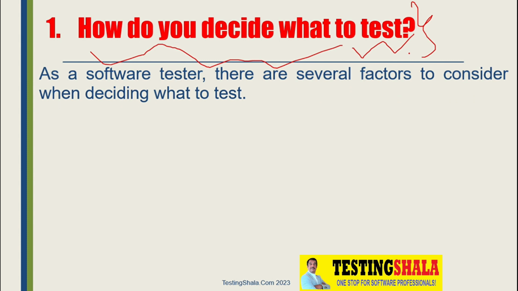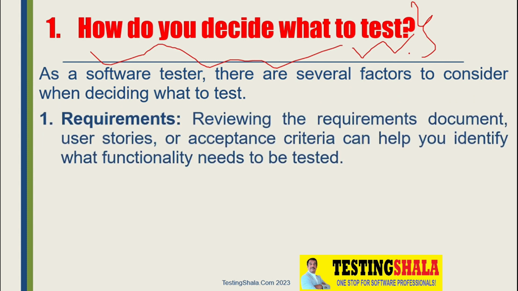The first thing we should do is decide by looking at the requirements. The requirements are the very key things which we need to look into, along with user stories and acceptance criteria. By looking at all these things, we can easily identify what to test and what not to test.